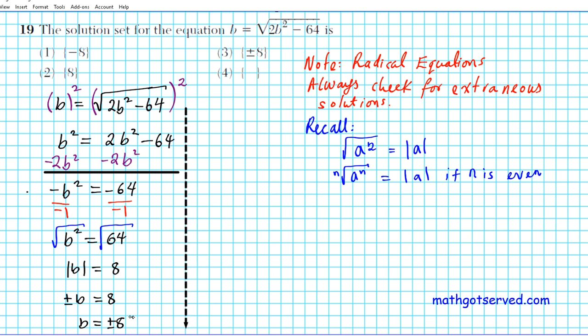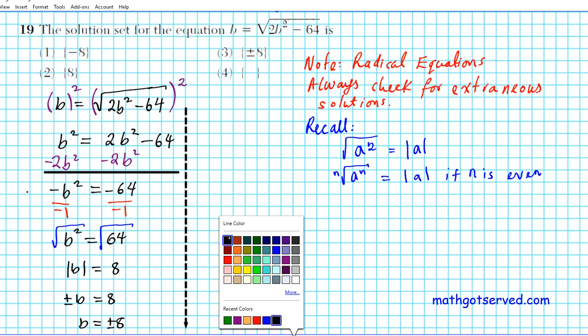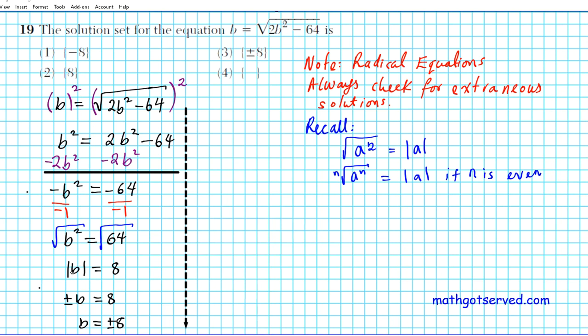Okay, so we have plus or minus 8. Now guess what? Either one could be a solution, both could be a solution, or neither of them could be a solution. Isn't that something? If you look at the options right here, it really tests our attention to that detail, which is to check. Both of them being solutions would be option 3. Either the positive one is, the negative one is, or none of them.